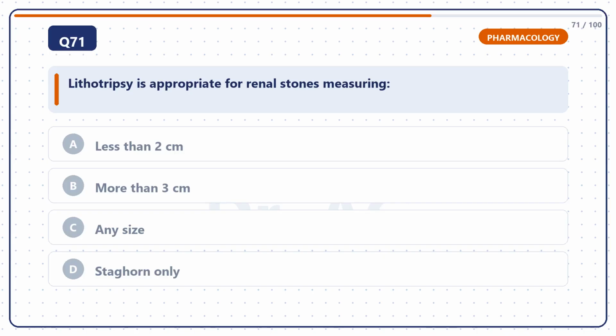Question 71. Lithotripsy is appropriate for renal stones measuring option A. Less than 2 centimeters. Option B. More than 3 centimeters. Option C. Any size. Option D. Staghorn only.